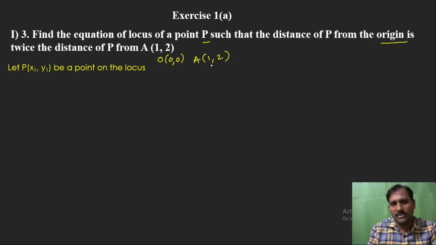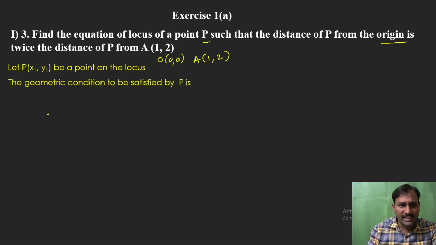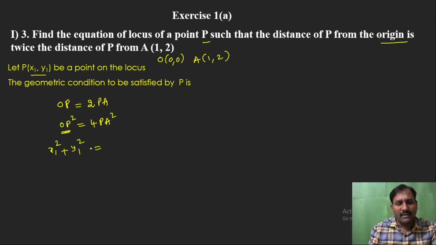A is (1, 2). The condition here is that OP, the distance between O and P, the origin and P, is twice, that is 2 times, the distance of P from A, that is PA. So let us square on both sides: OP square is equal to 4PA square. Now OP, the distance between P and O. What is P here? (x1, y1). What is the distance between (x1, y1) and (0, 0)? That is clearly x1 square plus y1 square, because we won't have a square root as we have squared here already.